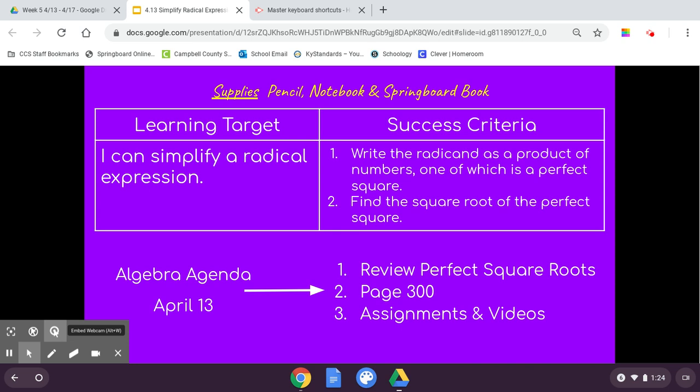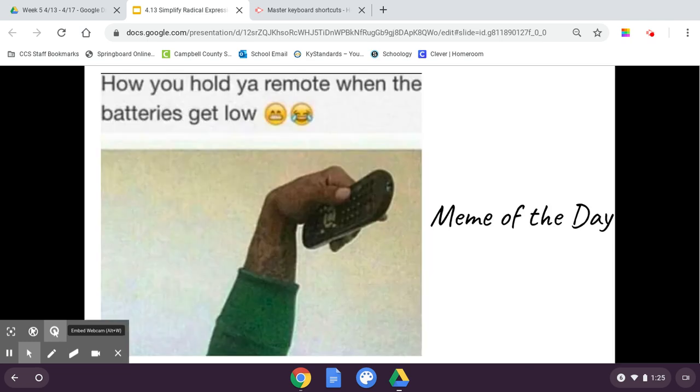So today we're going to be working on simplifying radical expressions. You have 2 success criterias, and we have 3 items on our agenda. At any point during this lesson, if you need to go to the bathroom, if you need to take more notes, if you need to just look at the problem for longer, just pause it, and you can always restart it or rewind or whatever later. All right, here we go.